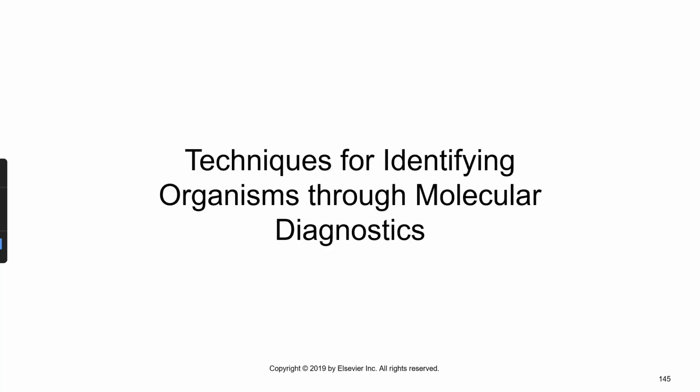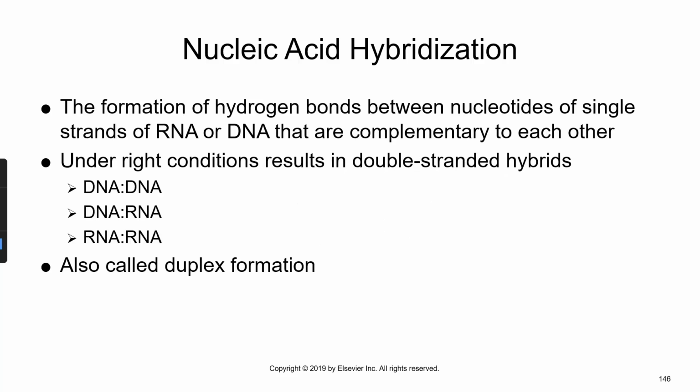Techniques for identifying organisms through molecular diagnostics. Nucleic acid hybridization. So this is the formation of hydrogen bonds between nucleotides of single strands of RNA or DNA that are complementary to each other. Under the right conditions, it results in double-stranded hybrids. So we can have DNA-DNA hybrids, DNA-RNA hybrids, or RNA-RNA hybrids, also called duplex formation.